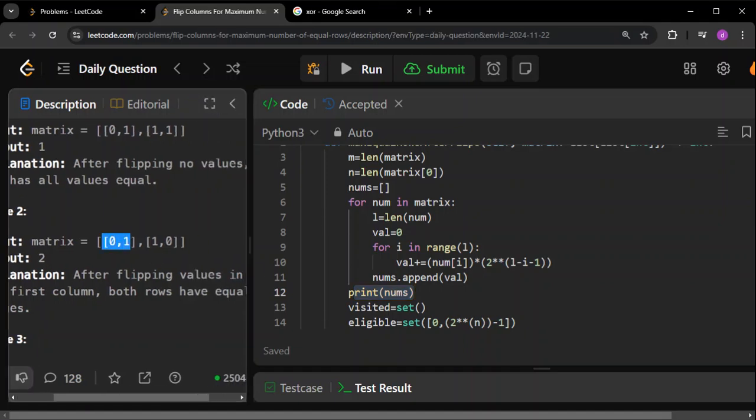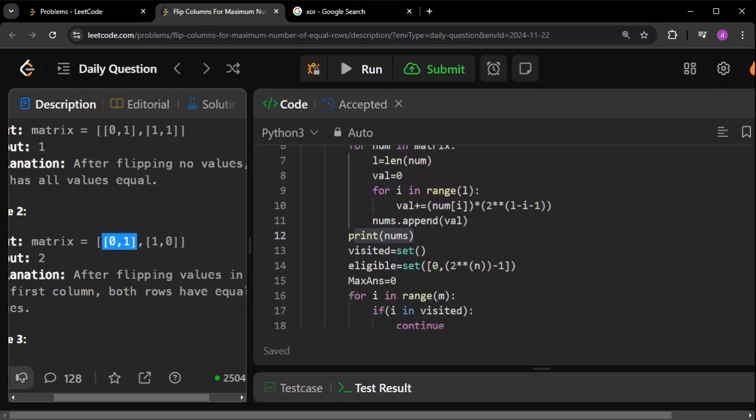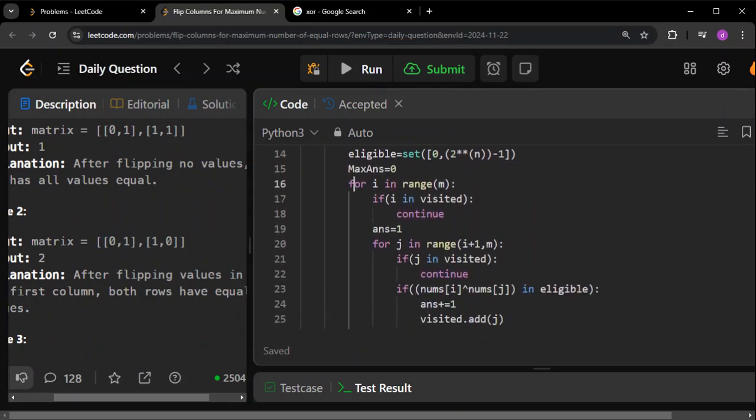Okay, for each row I have now inserted a decimal equivalent in this. So what I'm going to do next, I'm setting a for loop. I'm going through each index of this nums array, which has the decimal equivalent of all the rows. If this pattern is already visited and recognized, do not continue with this. Otherwise continue.